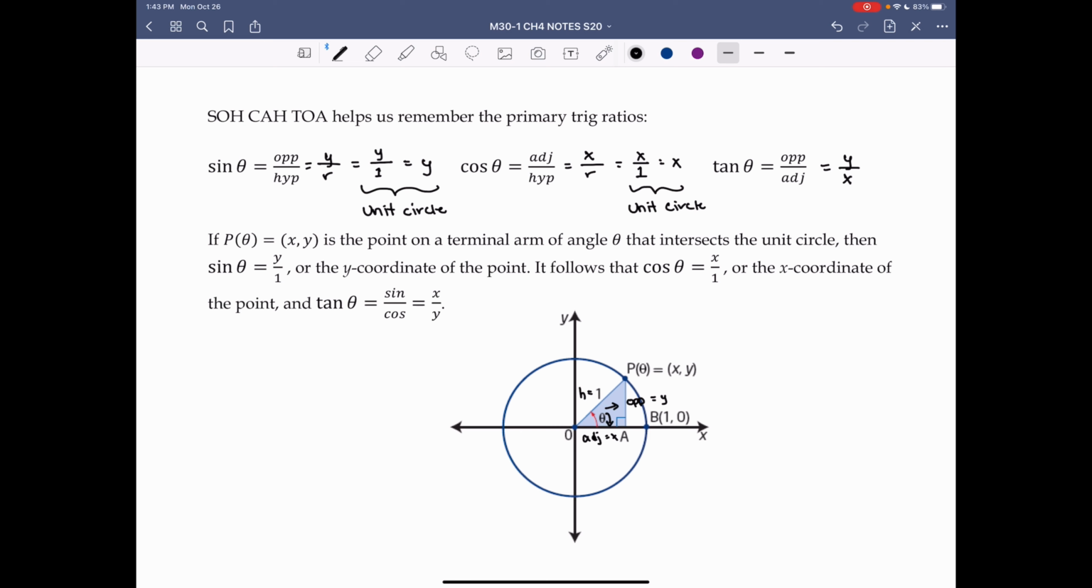If P of theta equals (x, y) is the point on a terminal arm of angle theta that intersects the unit circle, then sine of theta equals y over 1, or just the y coordinate of the point, and it follows that cos theta equals x over 1, or the x coordinate of the point, and tan theta equals sine over cos, which equals, that should totally say y over x, not x over y, so hopefully in your notes it says y over x. If not, cross it out, write y over x.